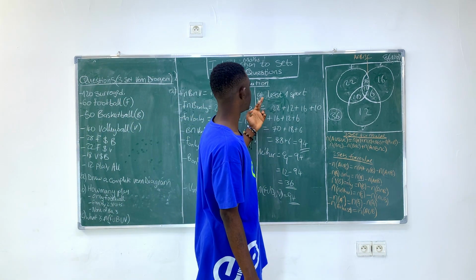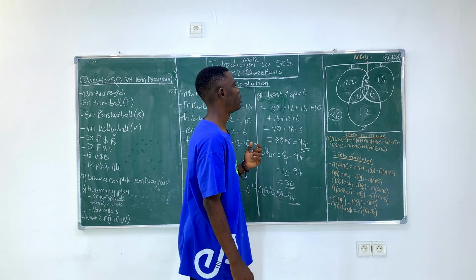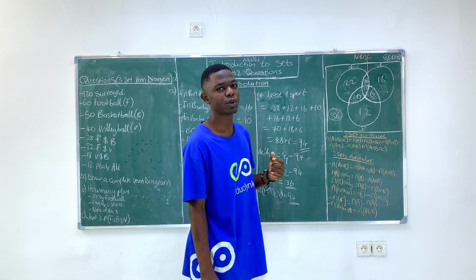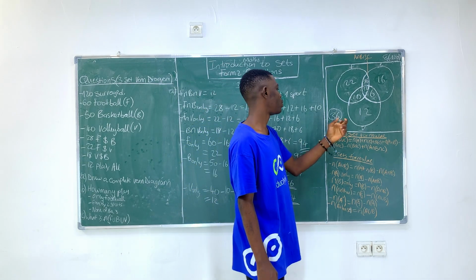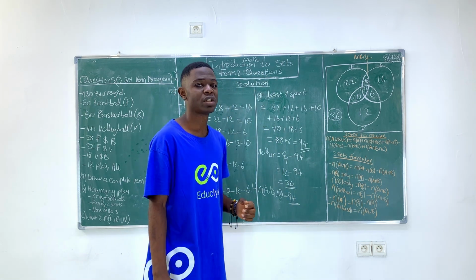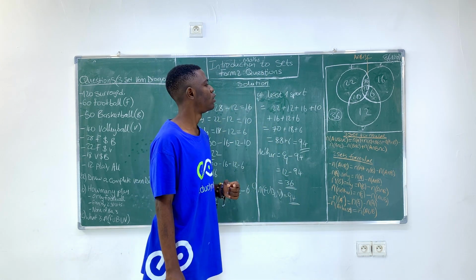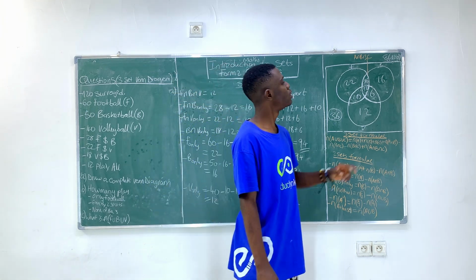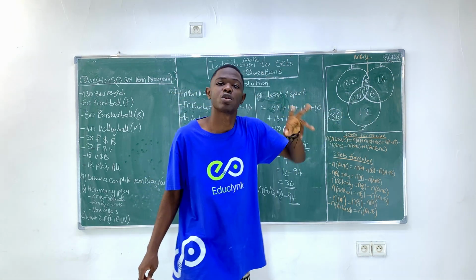And then I say at least one sport. Why do I do at least one sport? Because I want at this point to know the number of people that are doing none of the three. So for that, I have to know everybody that is doing at least one sport, so that I can remove it from the total number of people that were surveyed.